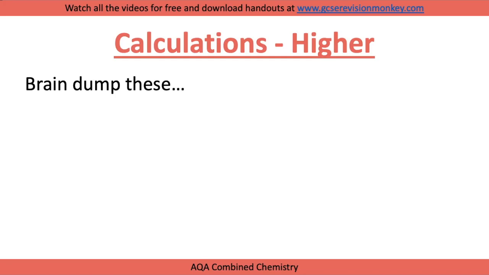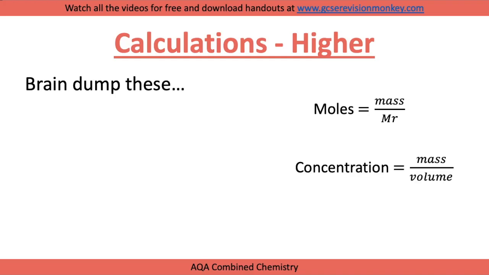So for higher tier, you've got the moles equals mass divided by Mr equation. You've got two concentration calculations, one which is concentration equals mass divided by volume, and the second one, concentration equals moles divided by volume, and all those three equations are linked. Later in the video I'll explain how they might be connected to give perhaps a 5 or 6 mark calculation question.